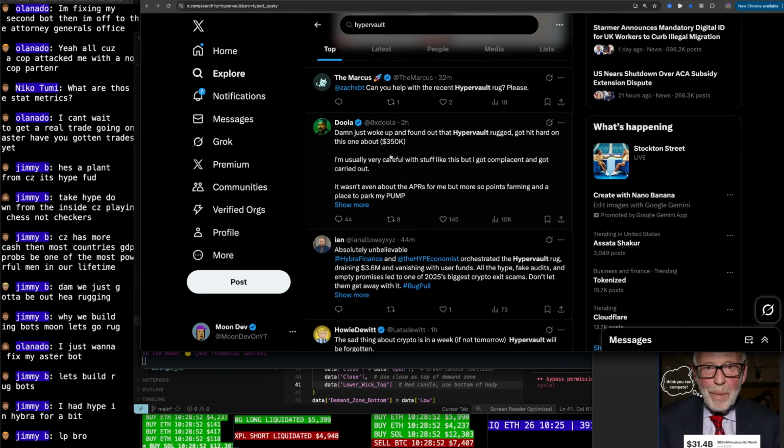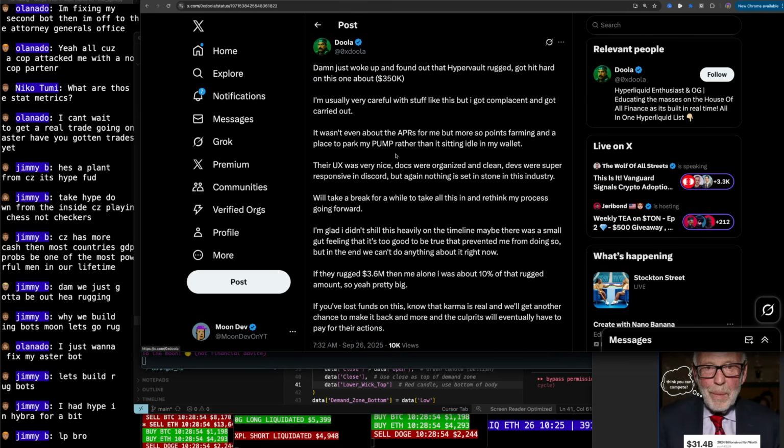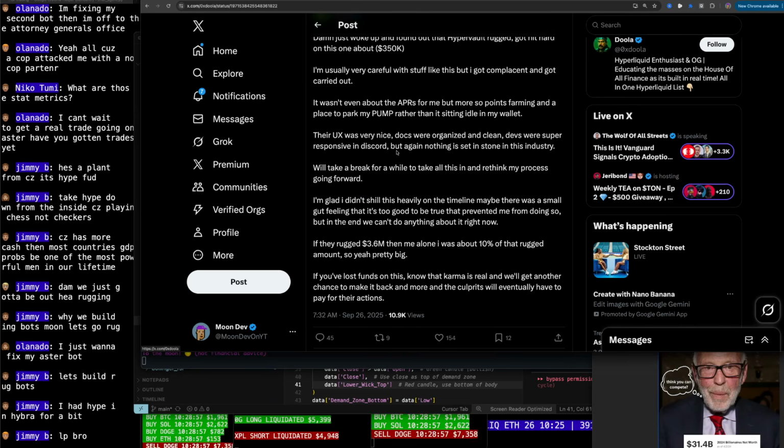Got hit hard. Damn, lost 350. I'm usually very careful with stuff like this, but I got complacent and got carried away. It wasn't even about the APRs for me, but more so about the points farming and a place to park my PUMP rather than it sitting idle in my wallet. Their UX was very nice, docs organized and clean. Devs were super responsive in Discord, but again, nothing is set in stone in this industry. We'll take a break for a while, take this all in and rethink my process going forward.